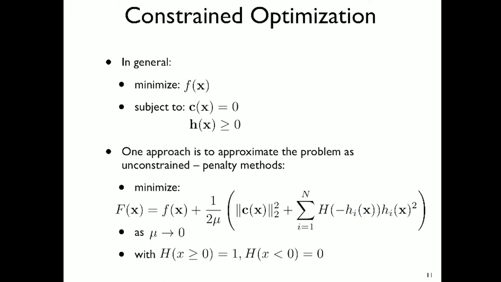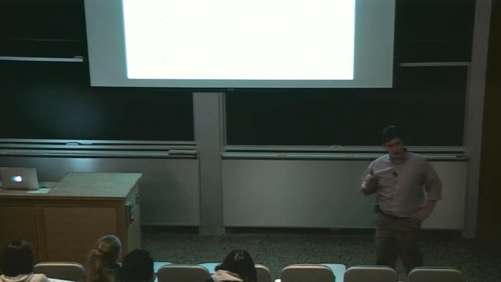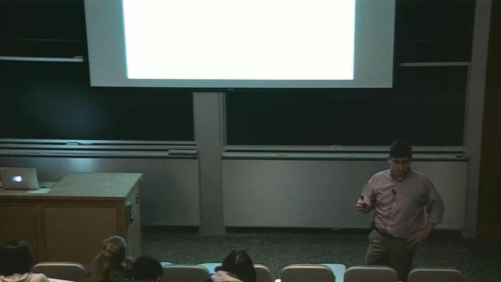We might say minimize f of x subject to the constraint that c of x is 0 and h of x is positive, right? So minimize it over the values of x that satisfy these two constraints. And there's an old approach discussed in the literature, and it's not used. I'm going to describe it to you, and then I want you to try to figure out why it's not used. Okay? And it's called the penalty method.